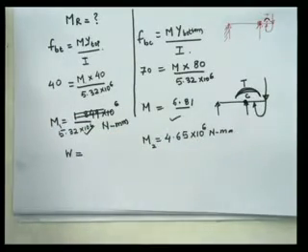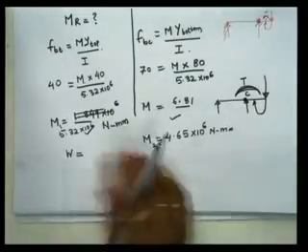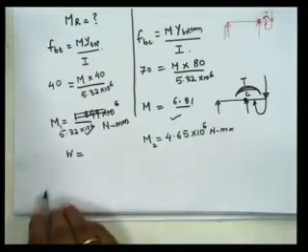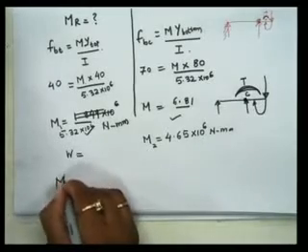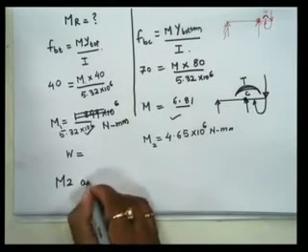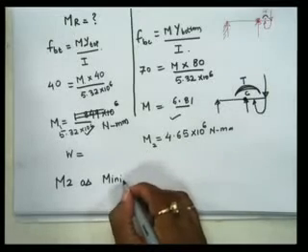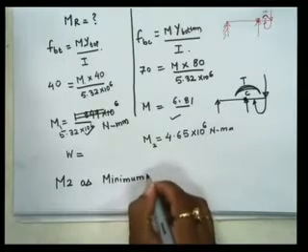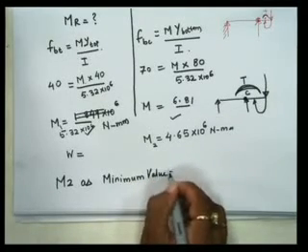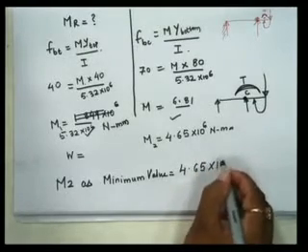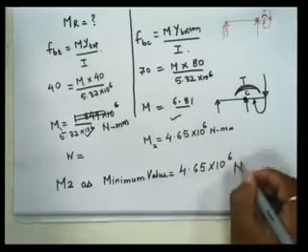Now the moment of resistance will be the minimum taken, okay, of both the values. So which is the minimum? m2 is minimum, so we will take m2 as the minimum value, and that is equal to 4.65 into 10 to the power 6 Newton mm.